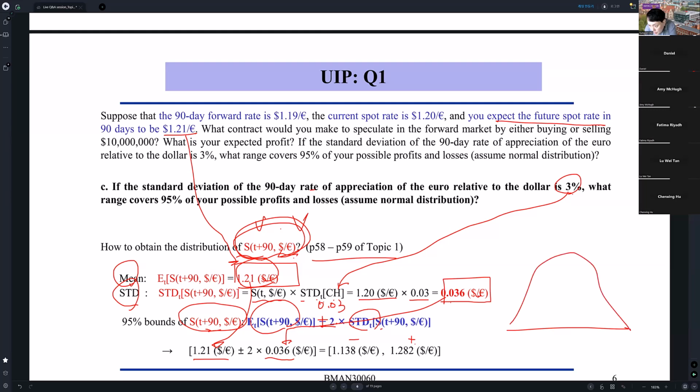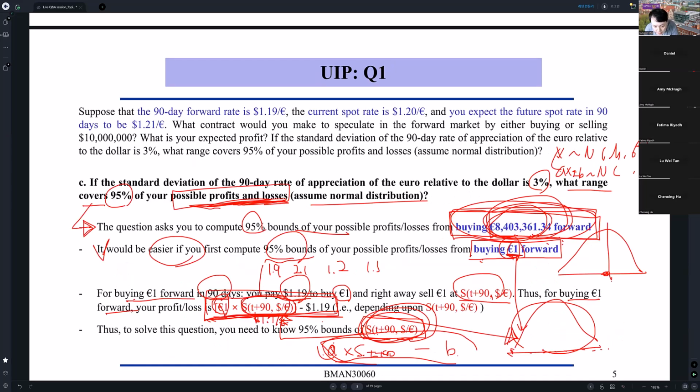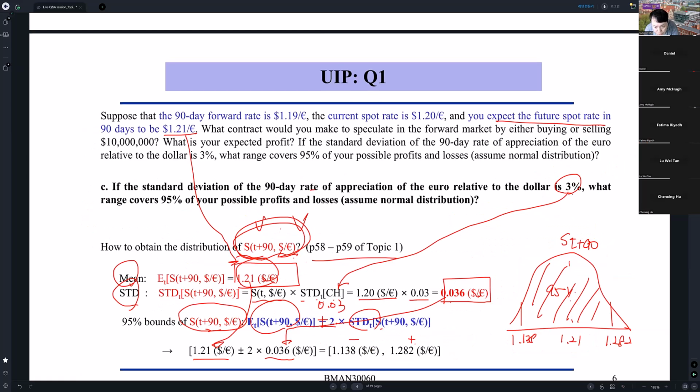So for S_{T+90}, the mean is 1.21, and the 95% bound is 1.282 on the upper side and 1.138 on the lower side. We got the 95% bound for S_{T+90}. Given this one, we have to compute the 95% bound of this, which is just a function of the future exchange rate.